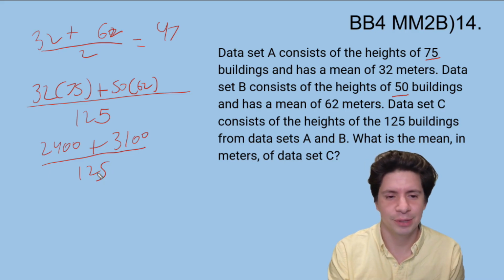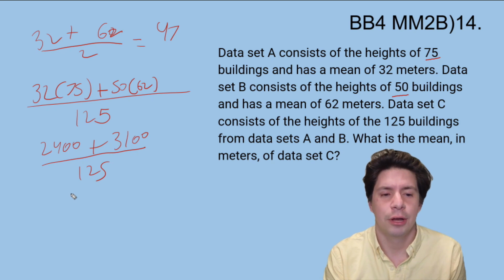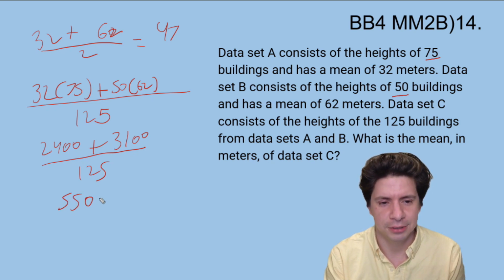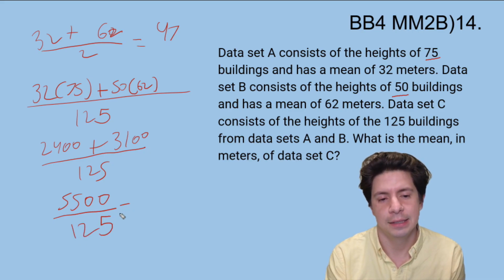Why am I doing it like this? Because I'm a weirdo who loves to do mental math. But we all have our passions, you know. So we add them together. That's going to give us 5,500 over 125, and that is going to be anybody?